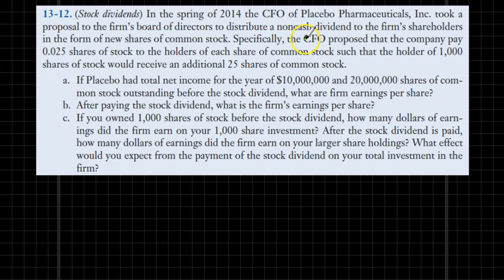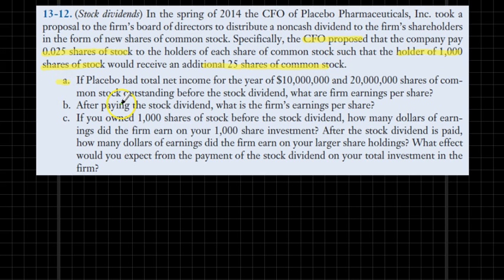The CFO of our company proposed to the board of directors that the company pay a non-cash dividend in terms of shares of stock. For each share of common stock currently owned by a shareholder, those people will receive 0.025 new shares. For example, if you already are a shareholder with 1,000 shares of stock, then an additional 25 shares of common stock will be received by that shareholder.